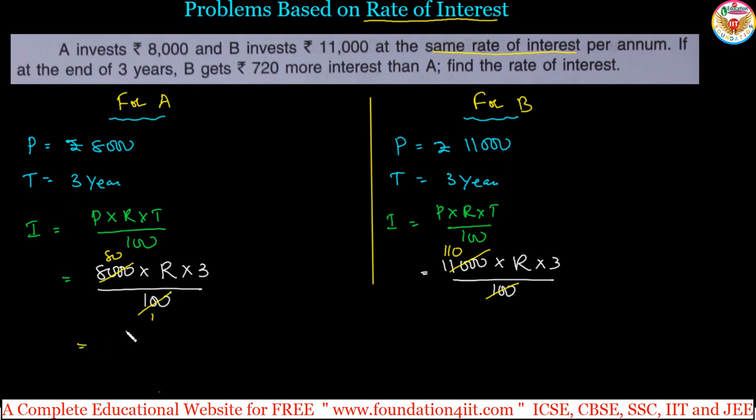Then finally this is 80 into 3, so 240 into R. 240R, let this be equation 1 for interest. In this, 110 into 3, so 330. 330R. This is the case for B. If you see the line, B gets 720 rupees more interest than A. So B is getting 720 more. That means the difference between B and A interest is 720 rupees.